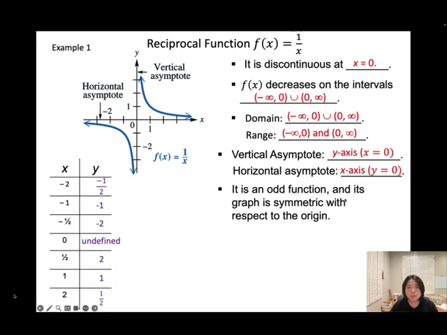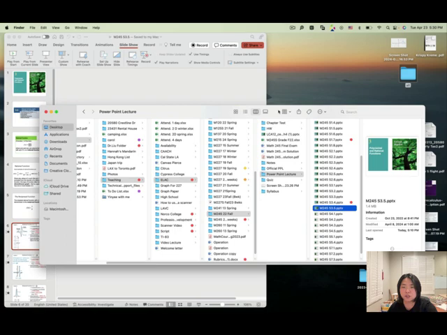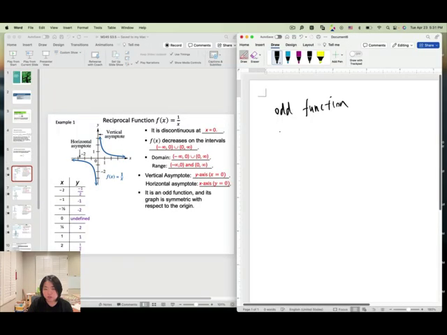It is an odd function and its graph is symmetric with respect to the origin. So remember what an odd function is? Let's talk about it. What is the meaning of an odd function? An odd function is when you have f of negative x, you plug negative x into the function, that will be equal to negative f of x.